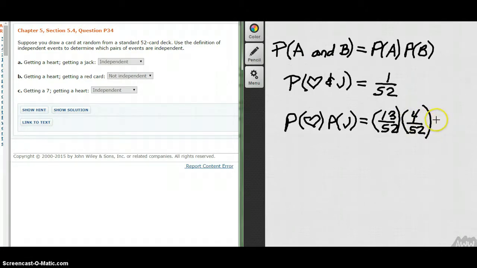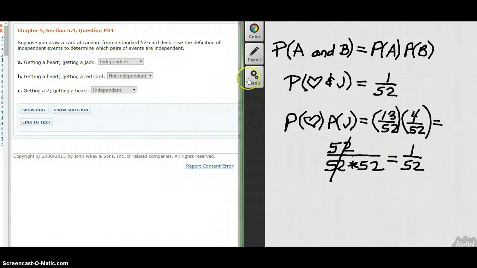Now if we multiply these across, 13 times 4 will give us 52. And on the bottom, instead of actually multiplying those out, I'm just going to keep them as 52 times 52. The reason being because we can quickly see here that 52 will cancel, and so we'll end up with 1 over 52. So the probability of the hearts times the probability of getting a jack is 1/52, and the probability of getting both at the same time is 1/52. Since those are equal, we do know that these are independent events.